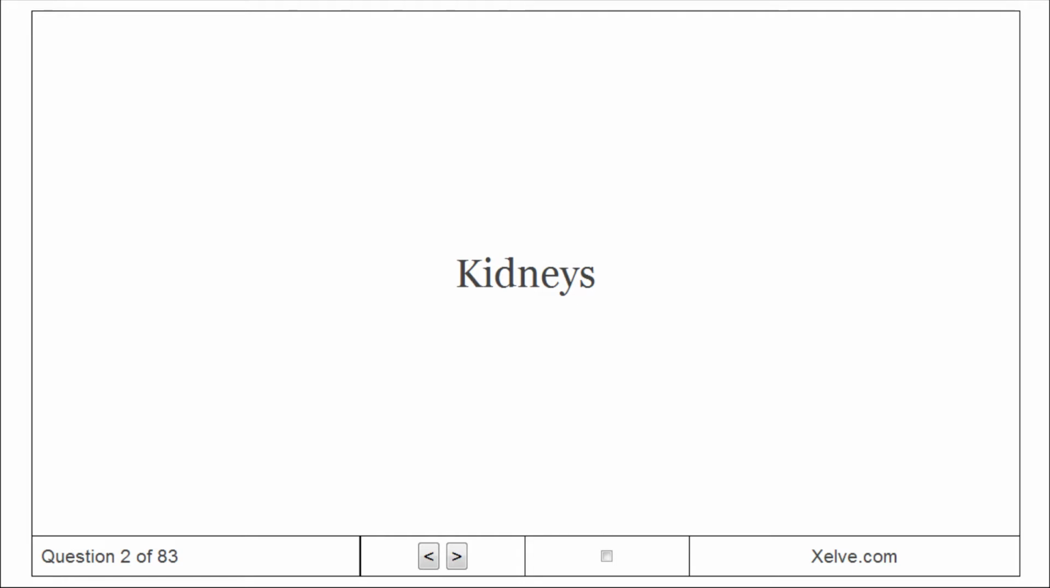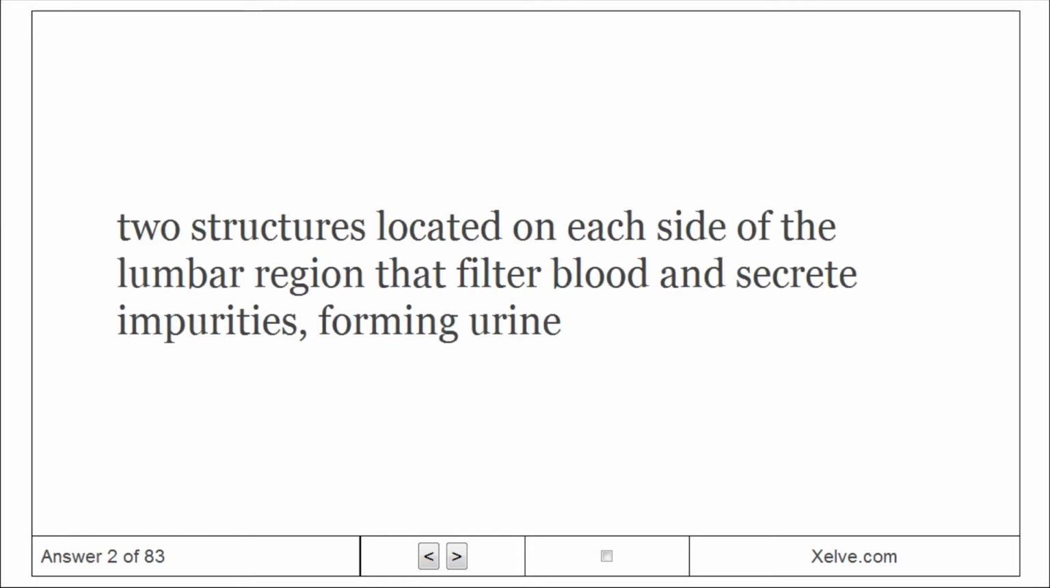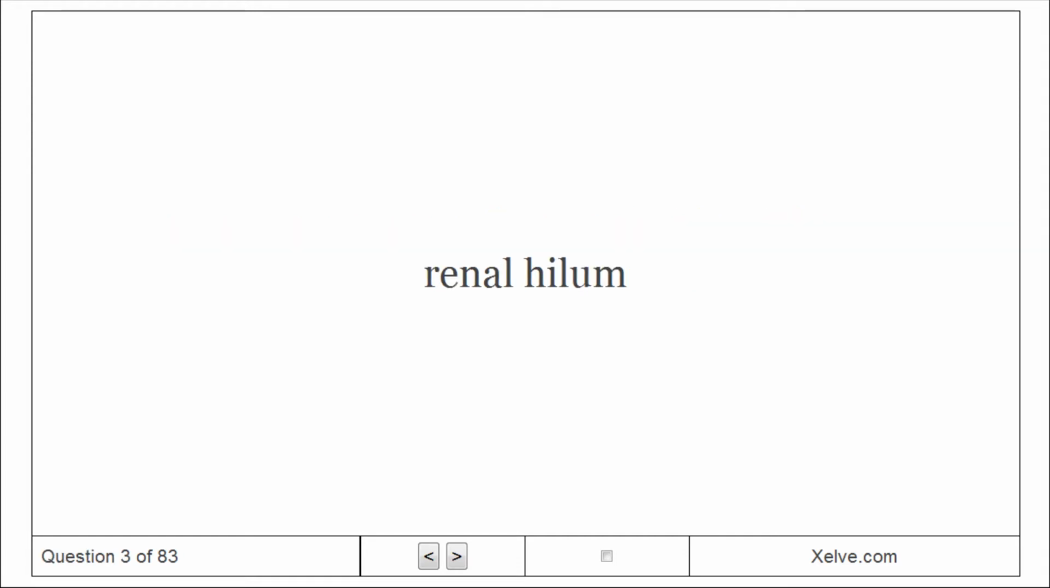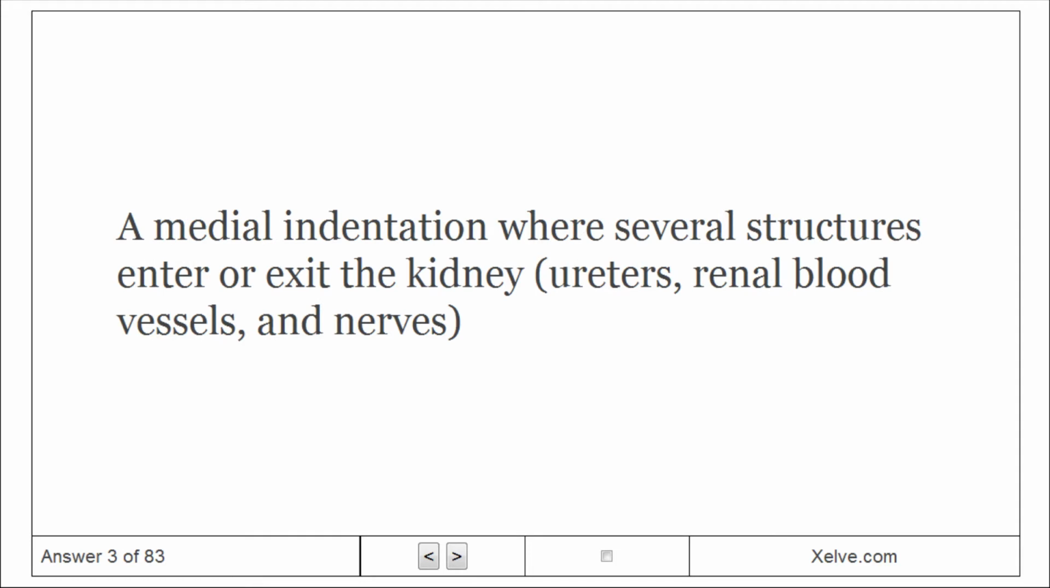Kidneys. Two structures located on each side of the lumbar region that filter blood and secrete impurities, forming urine. Renal hilum. A medial indentation where several structures enter or exit the kidney: ureters, renal blood vessels, and nerves.